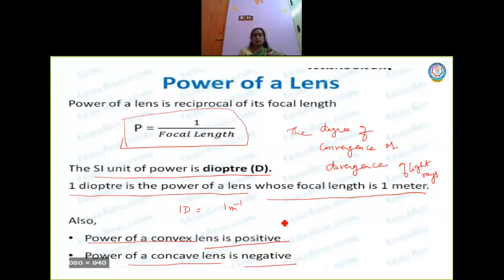Are you able to understand? This point is very, very important. I will explain this when I solve the problems, because as far as a convex lens is concerned, focal length is always positive because convex lens forms real and inverted images. So you measure the focal length as positive. So power of the convex lens will be positive because here you substitute a positive value. Whereas in the case of a concave lens, the focal length is measured as negative. So the power of the concave lens is measured as negative.